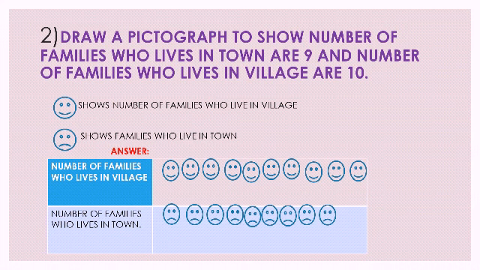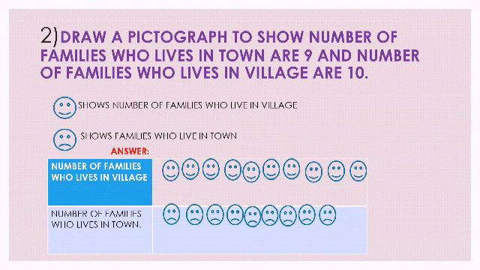Similarly, the number of families who live in town. For one family who lives in town, you have to draw one sad smiley. So if there are 9 families who live in town, how many smileys or emoticons do you have to draw? 9. Simple, right?